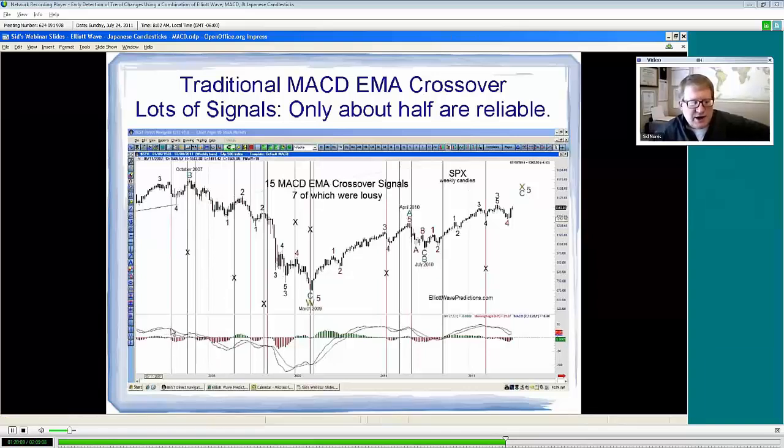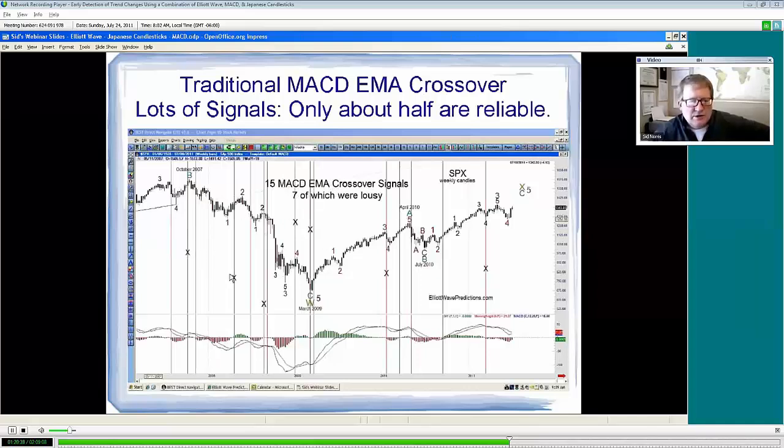Here's one that shows every time the MACD crosses. If it crosses and then the blue moves above the red line, I put a green signal line there. If the blue moves below the red line, I'm putting a red signal line there. And through this stretch, using a weekly chart, there were 15 from mid-2007 to present. There were 15 MACD EMA crossovers.